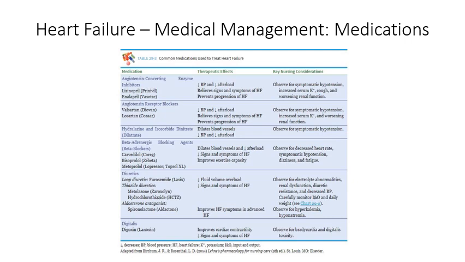Now, this is just an overview of the different medications. You can take a look at this. I believe this one comes from your med-surg book. So it is from your med-surg book. It's table 29-3. It just goes through what we've just talked about.